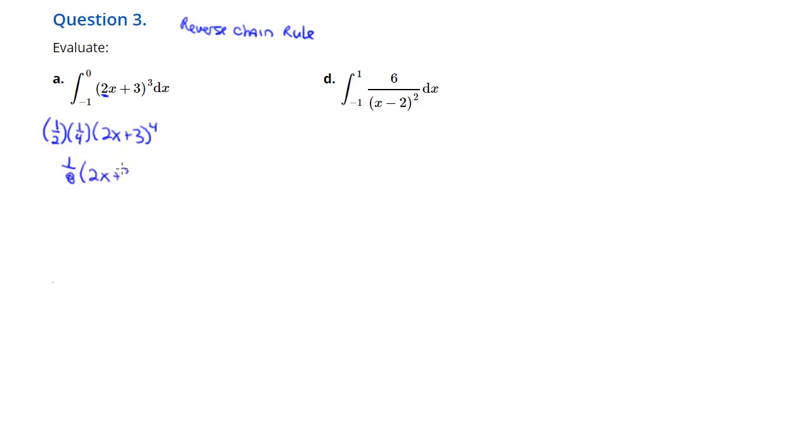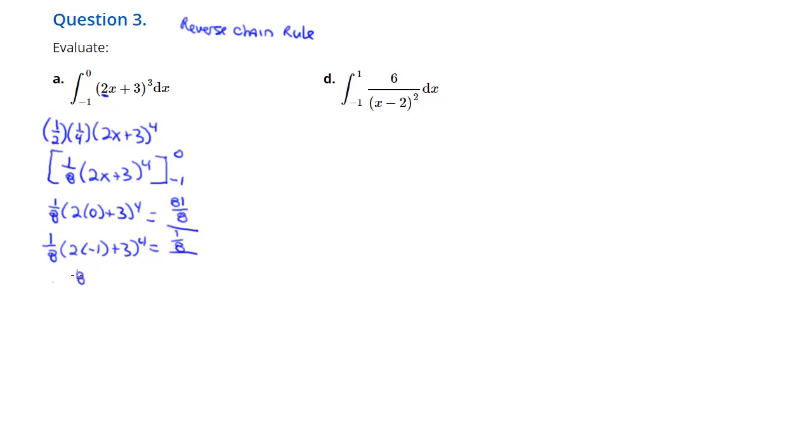And now all I've got to do is multiply, and this is my function. I'm going to put a 0 in there and a -1 in there, and I'm going to subtract whatever those outputs are. Now I just write out everything I'm about to do step by step right underneath each other, and then I plug them into my calculator to figure it out. I'm going to get 81/8 and then 1/8, and 81 minus 1 is going to be 80/8, which is going to equal 10.